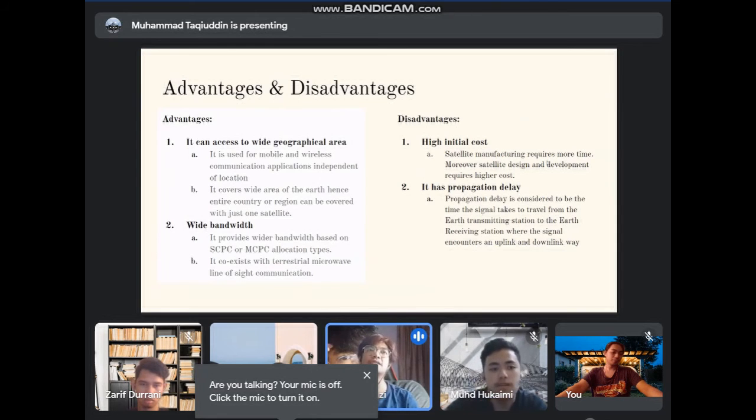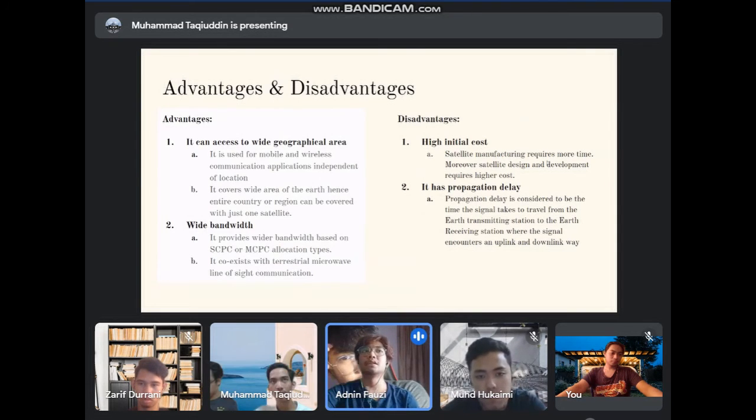The disadvantage is high initial cost. Satellite manufacturing requires more time. Moreover, satellite design and development require higher costs. The second one is propagation delay. Propagation delay is considered to be the time the signal takes to travel from the Earth transmitting station to the Earth receiving station, where the signal encounters an uplink and downlink way.